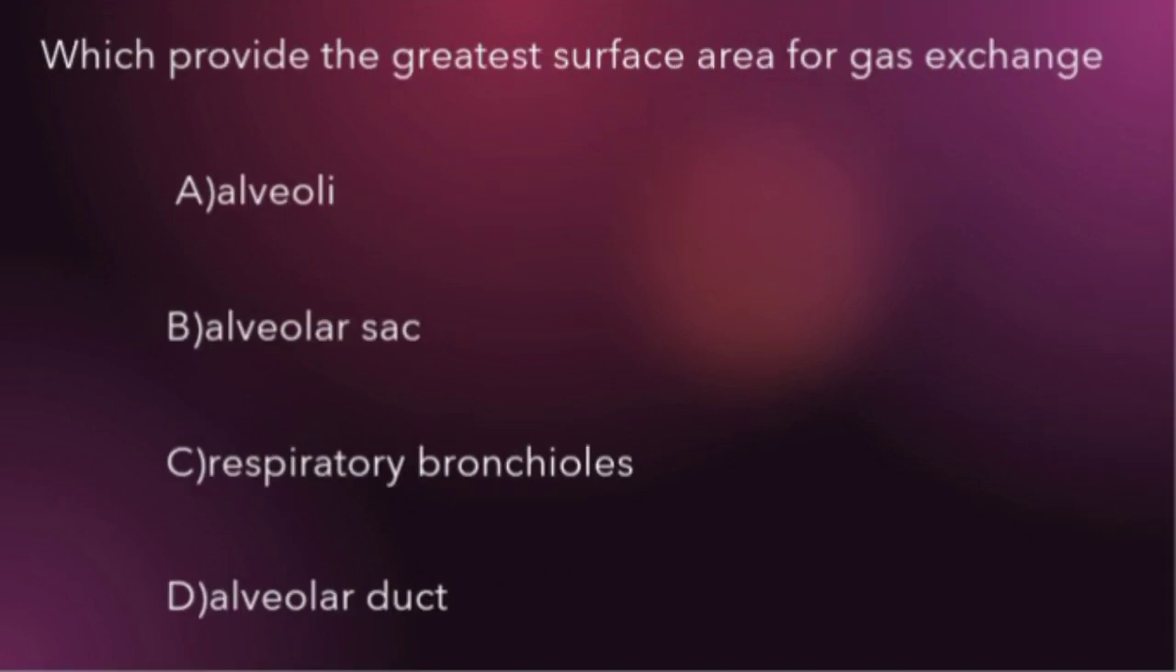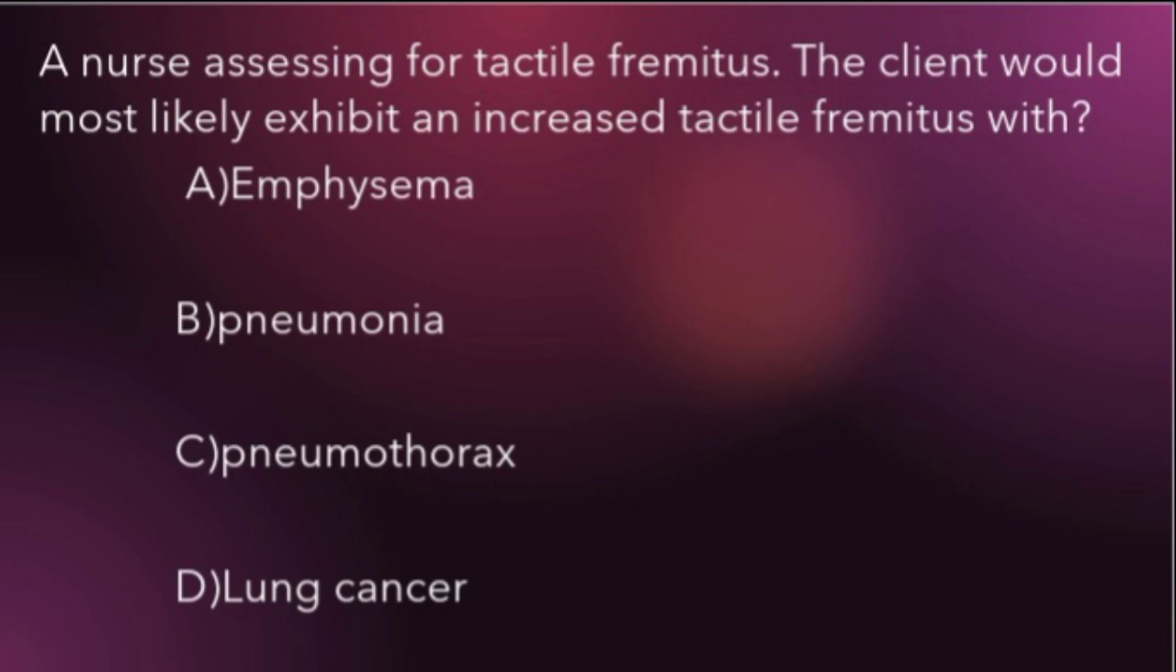Which provides the greatest surface area for gas exchange? Option A. Alveoli, option B. Alveolar sac, option C. Respiratory bronchioles, option D. Alveolar duct. Correct answer is option A. Alveoli.